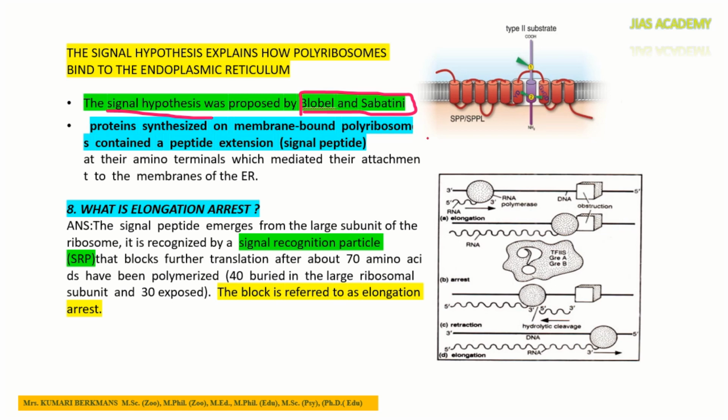Now, proteins synthesized on membrane-bound polyribosomes contain a peptide extension, a signal peptide. So what is happening here? The protein being synthesized is a long chain, and when the signal is received, the protein synthesis stops. What is elongation arrest? This is a long protein, so protein synthesis is going on, and if it receives a signal from the signal recognition particle, that blocks further translation after about 70 amino acids have been polymerized. This block is referred to as elongation arrest.